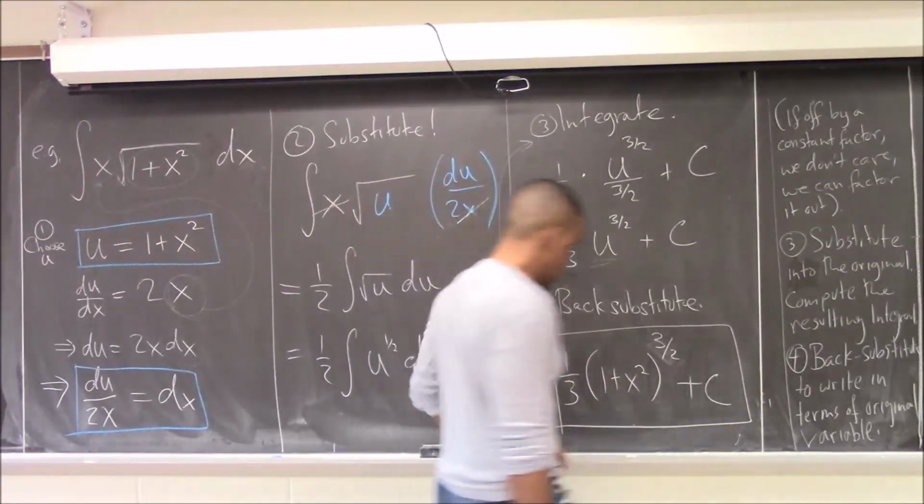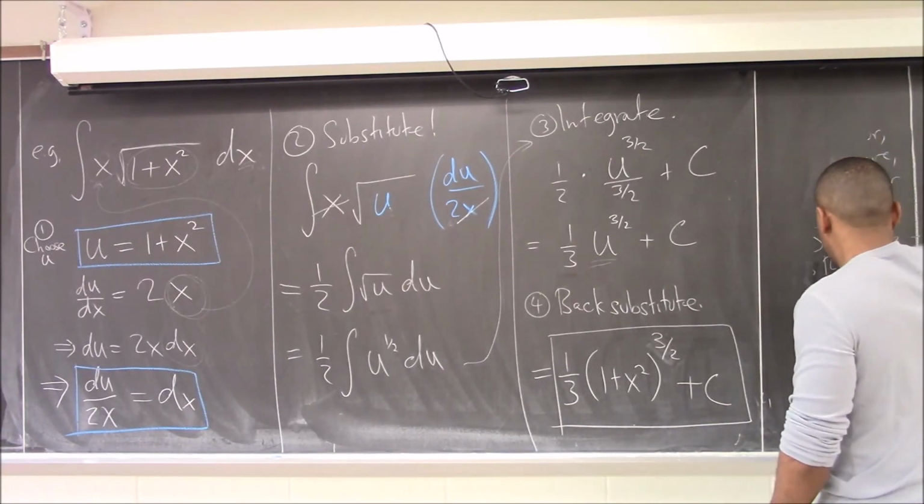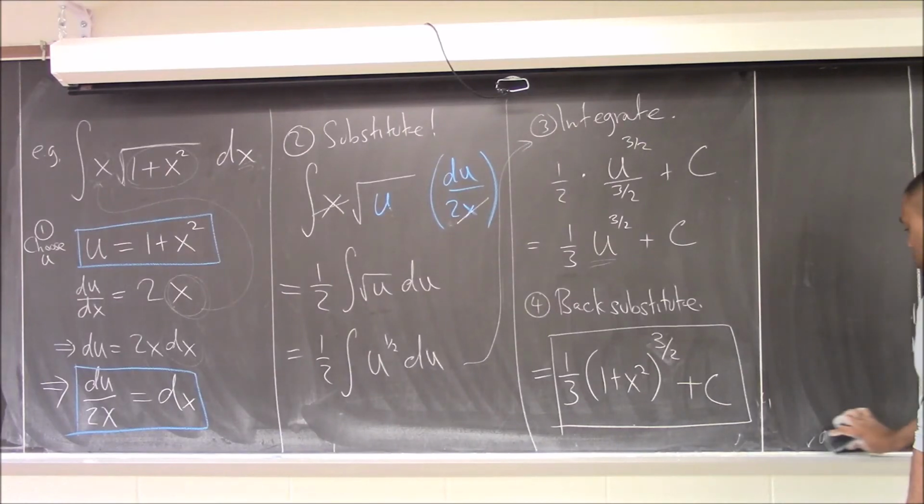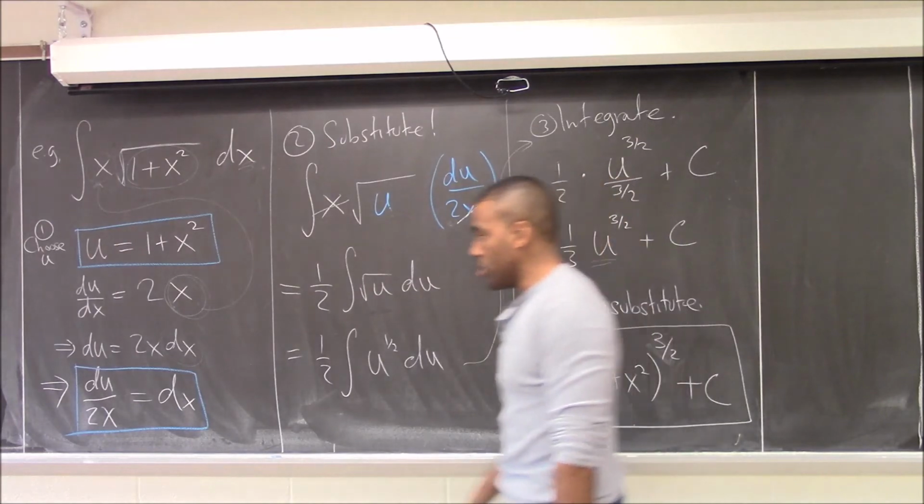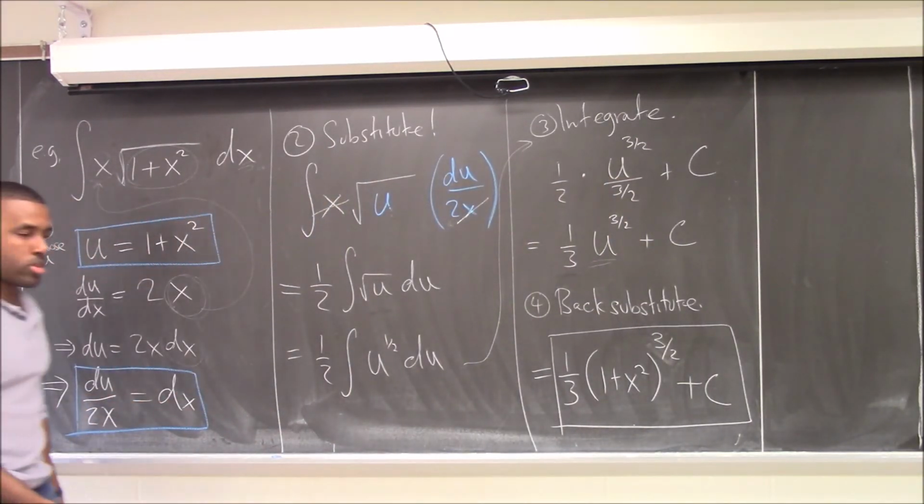So that would be the answer. And you can check by differentiation that that's actually the antiderivative. And you'll notice that to differentiate here, I had to apply the chain rule. So the substitution, kind of by extension, is a way to reverse the chain rule.